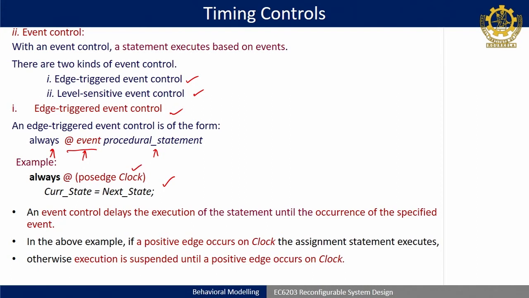An event control delays the execution of the statement until the occurrence of the specified event. So, till the event is not happening, the execution of the always block will be delayed. What I told you earlier is that always will start executing at 0 time units, but it requires certain triggering to start its execution. If triggering is there, then it will start at 0 time units, or it depends upon other parameters of the coding. Here, if the posedge of clock does not occur, then the always block will not execute, it will suspend till the attainment of the positive edge of your clock.